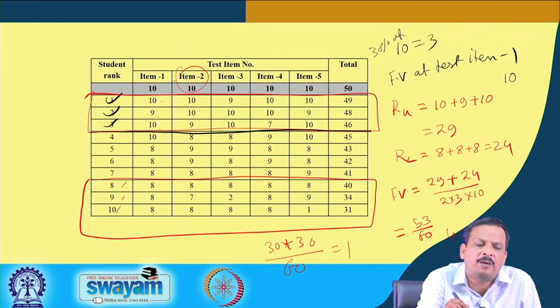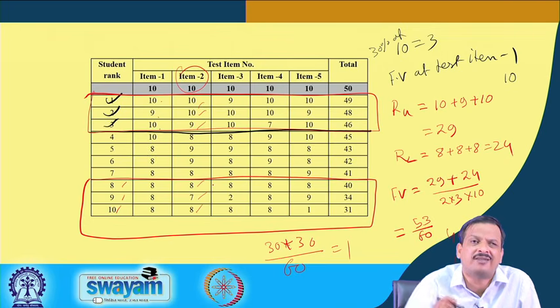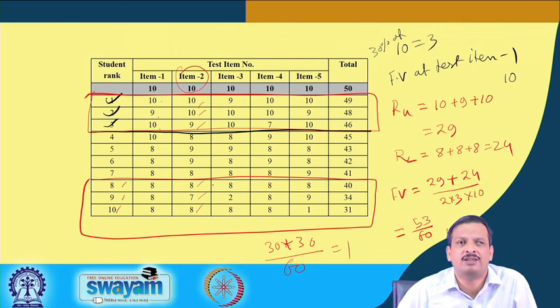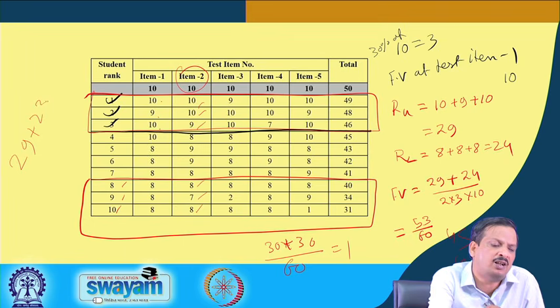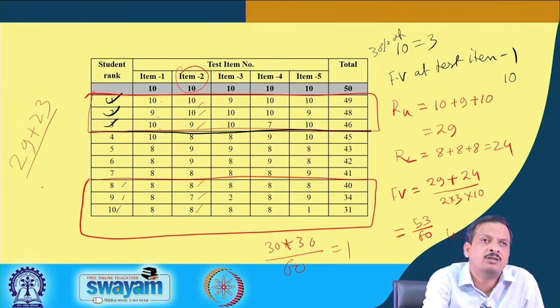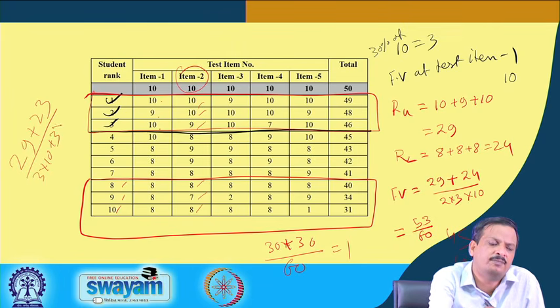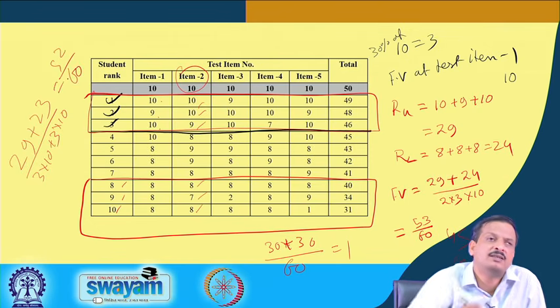So, marks obtained by the upper group: 10 plus 10 plus 9, 29. Marks obtained by the lower group: 8 plus 8 plus 7, so 16 plus 7, 23. So, 29, marks obtained by the upper group, plus marks obtained by the lower group, 23, divided by all students who give the correct answer, 3 into 10 plus 3 into 10, or 3 plus 3 into 10, so 52 by 60.